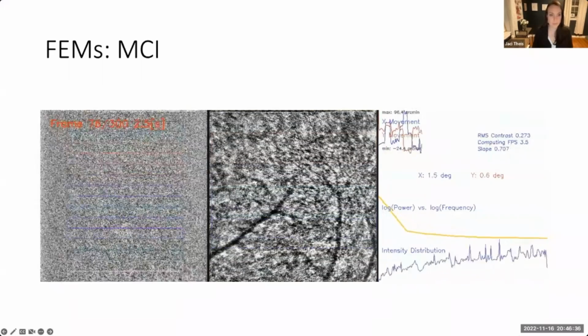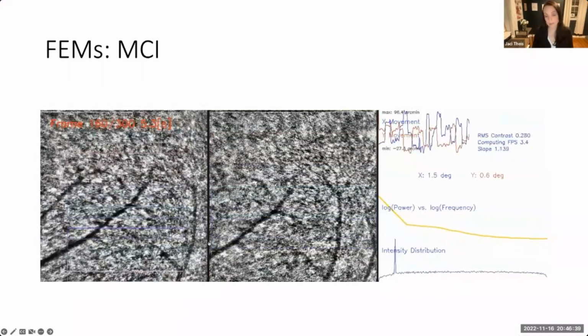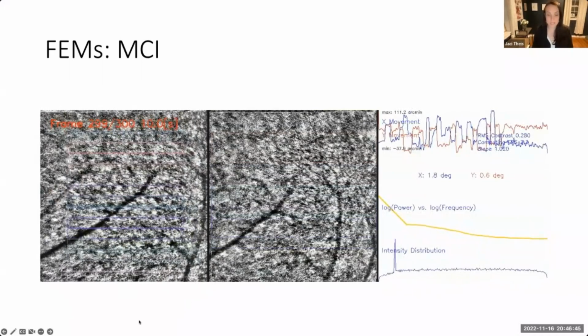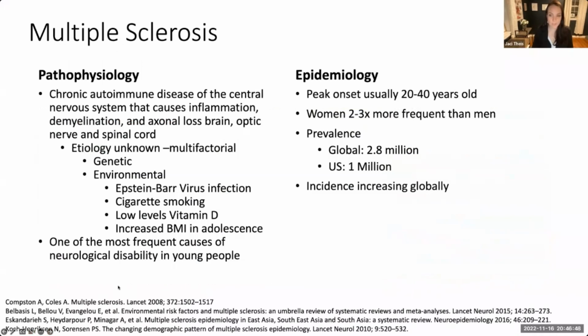But pretty cool, especially because this eye movement in an early stage is going to be asymptomatic. So the patient's still going to see 20/20. They're not going to notice any type of problem. And the final disease state neurologically that I want to go over is MS. Now, MS actually is one of the most researched conditions correlated to fixational eye movements.